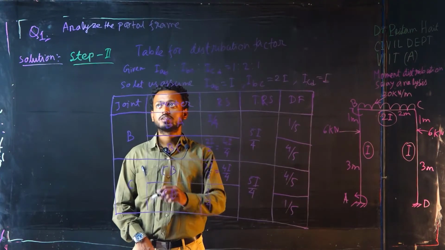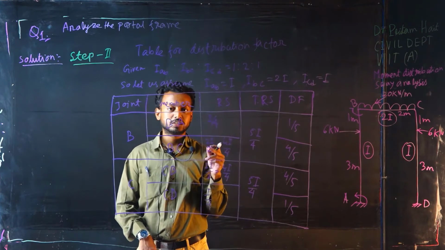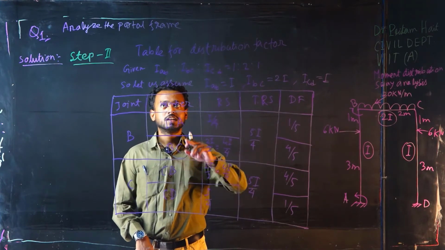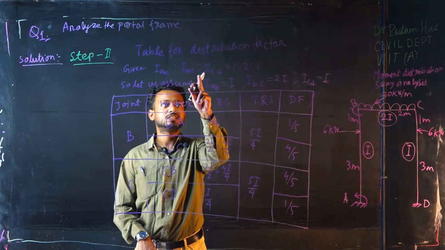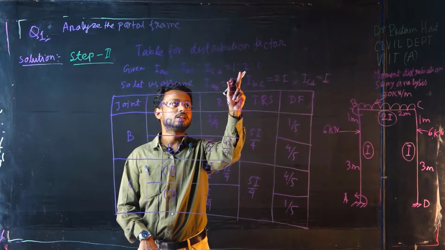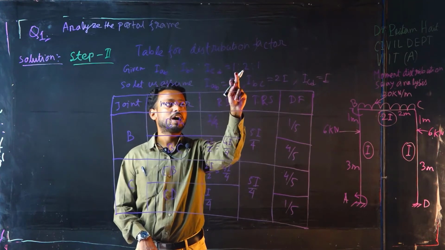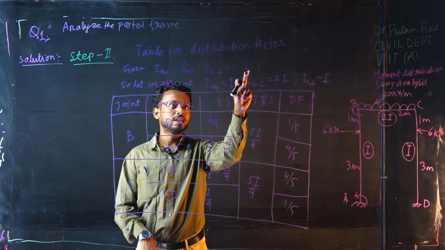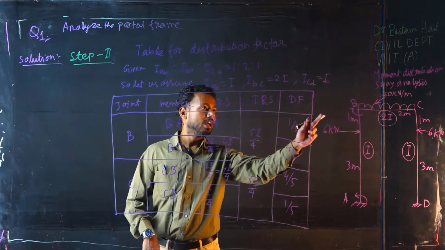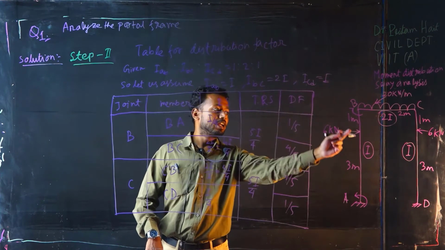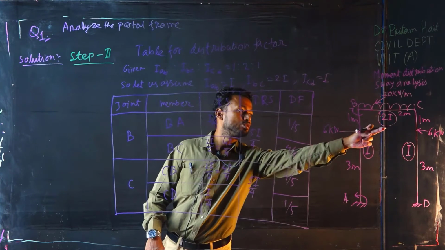So let's start second step, table for distribution factor. We will calculate the distribution factor for each member. Given in the question, it is IAB is to IBC is to ICD equals to 1 is to 2 is to 1. So let's assume that IAB equals to I, IBC equals to 2I and ICD equals to I. So I wrote it here. According to this data, I draw the figure. This is I, this is 2I, this is I.